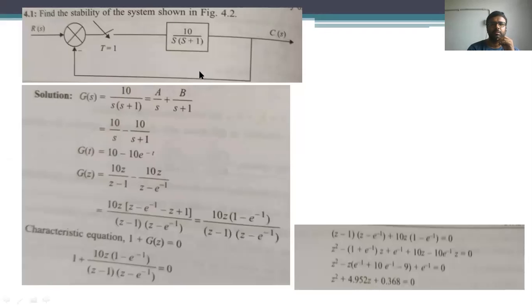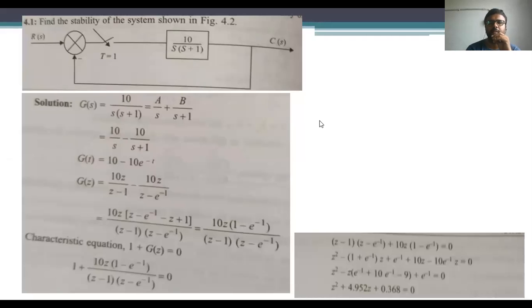So let us suppose this particular transfer function, that is 10 divided by s into s plus 1, is considered as G of s, and the feedback is nothing but a unit feedback. So that unit feedback is going to be considered as 1. So what is the overall transfer function for this? The overall transfer function means C of s divided by R of s.